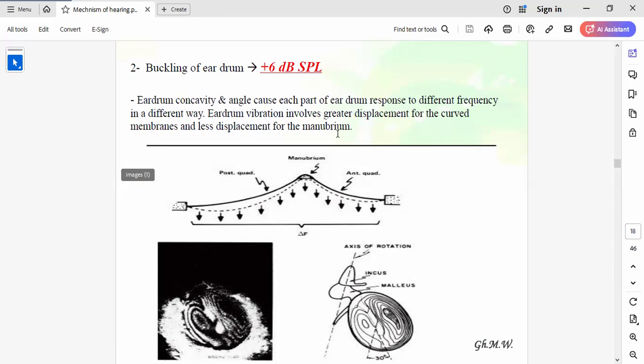Eardrum vibration involves greater displacement for the curved membrane and less displacement of the manubrium. As in this figure, this part of the tympanic membrane vibrates more than this part. And each part vibrates with a specific frequency.